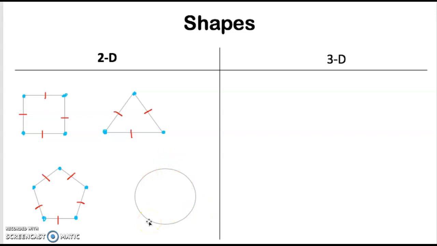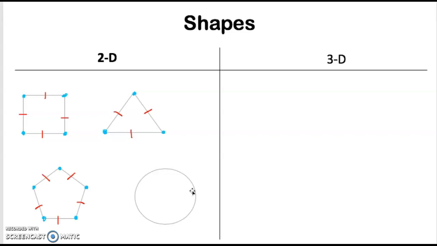Do you see any vertices? No, because a vertice is where two lines meet at a point or a corner. So a circle would have 0 lines and 0 vertices. So the statement is still true. The number of sides is equal to the number of vertices. Well done, boys and girls.